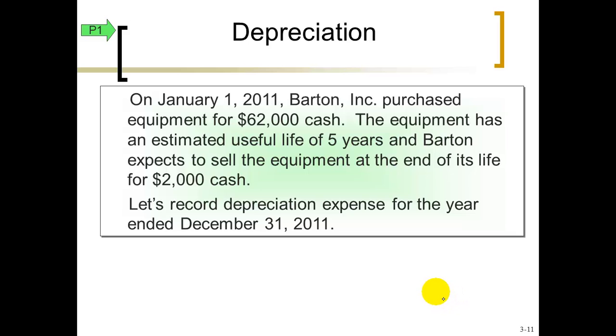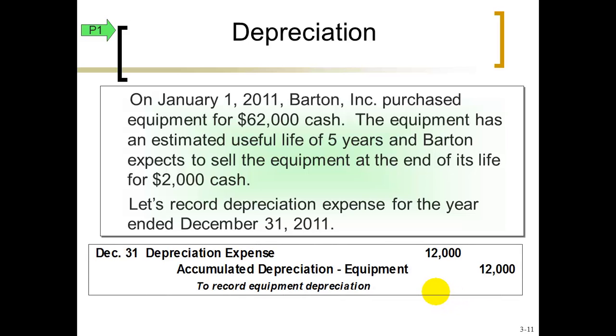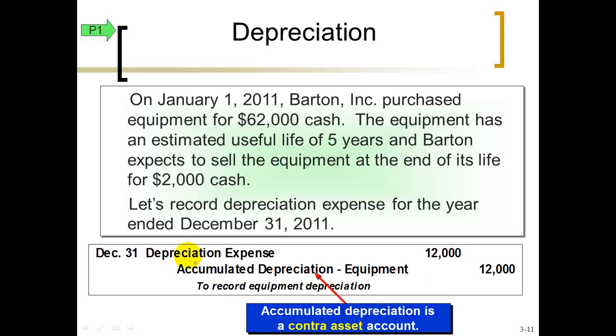So at the end of the year, here we record depreciation expense for it being used up. But notice now the credit is going to go to a new account, not equipment, but an account called accumulated depreciation for equipment. So let me illustrate these amounts by setting up T accounts.